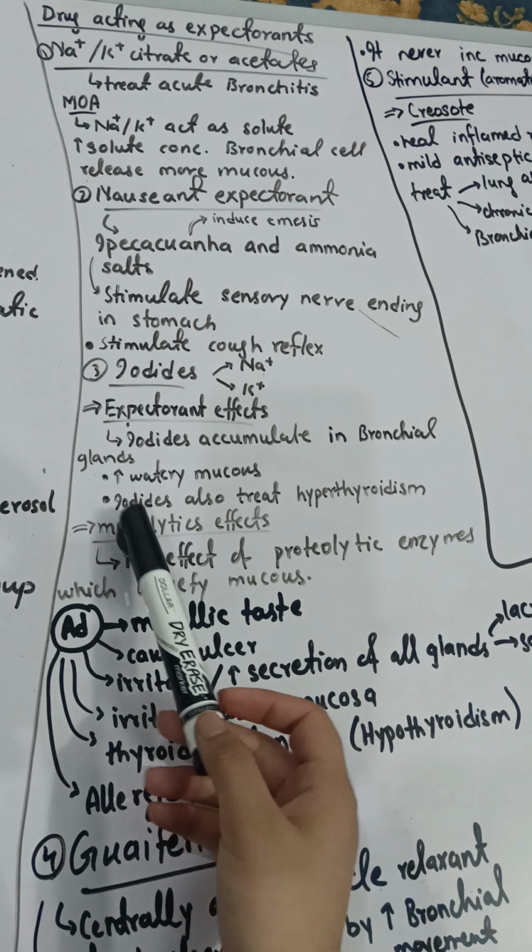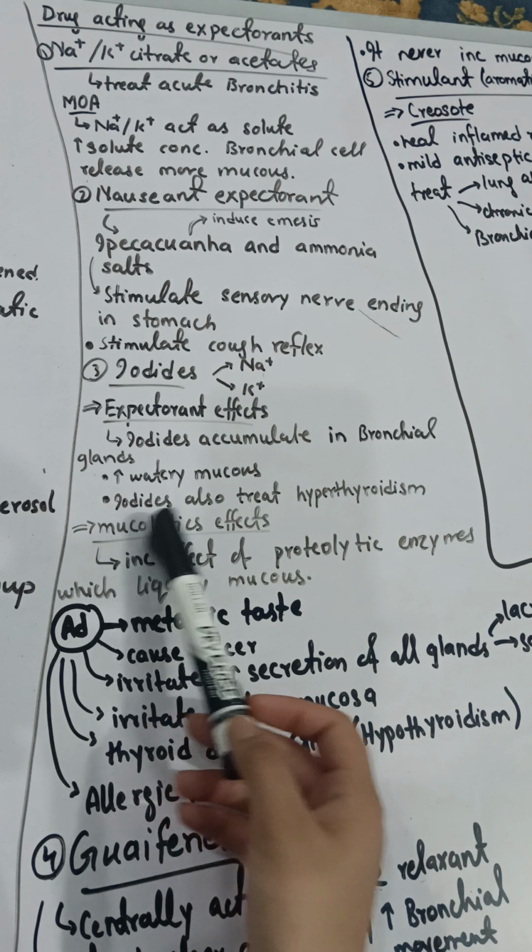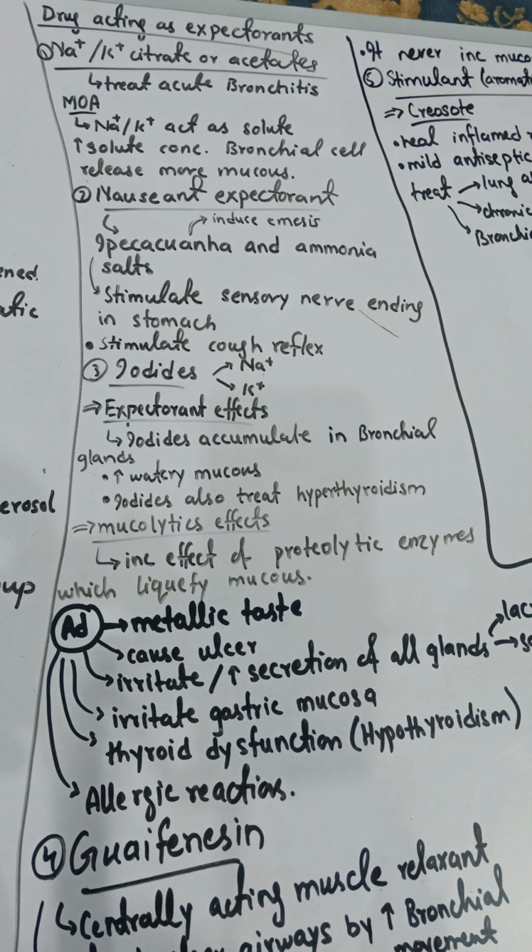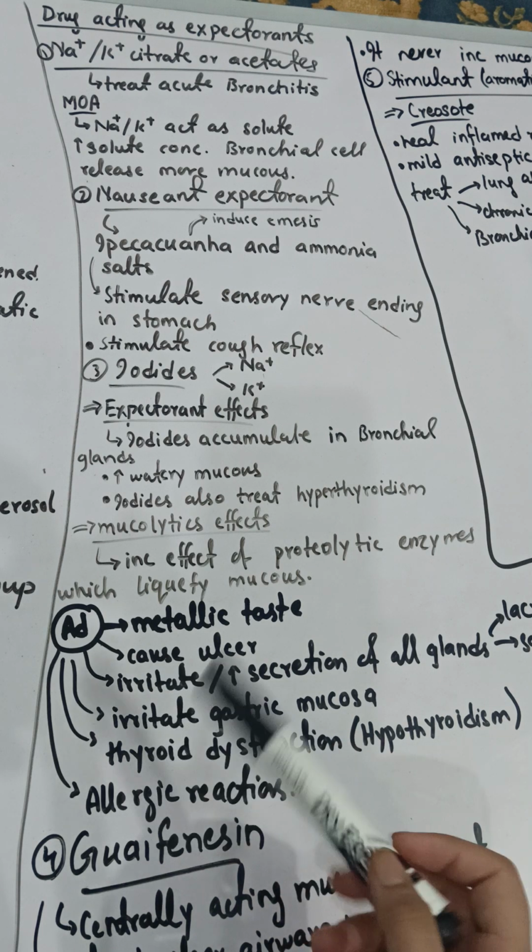Your iodide also has a second action, which is used to treat hyperthyroidism. When a patient's thyroid gland begins to work overstimulated, when your thyroid gland overproduces thyroxine, the T3 and T4 hormones, then we will give iodides to that patient. But iodides have such a low safety margin that we cannot give these to the patient for a long time because of their a lot of adverse effects. We will also discuss their adverse effects.